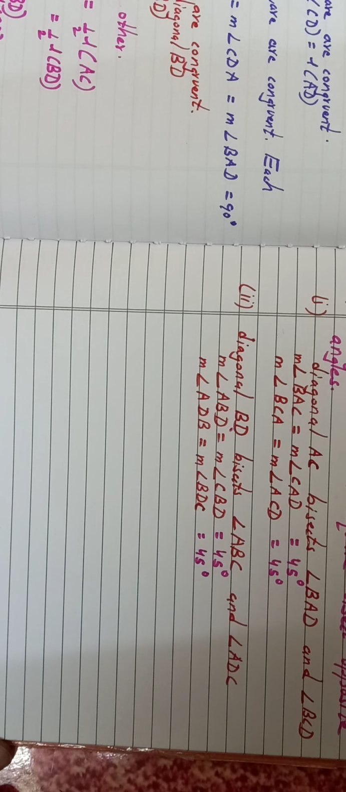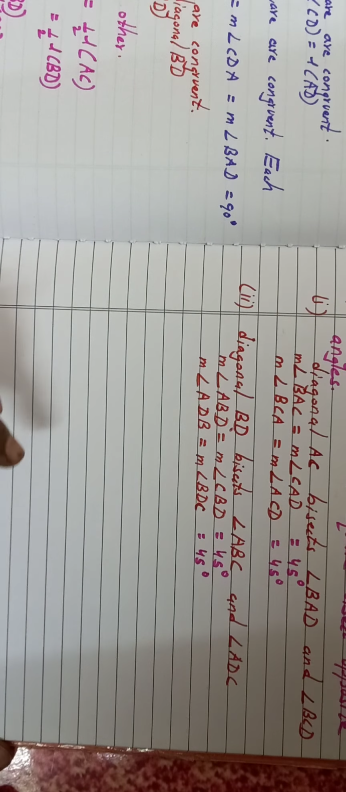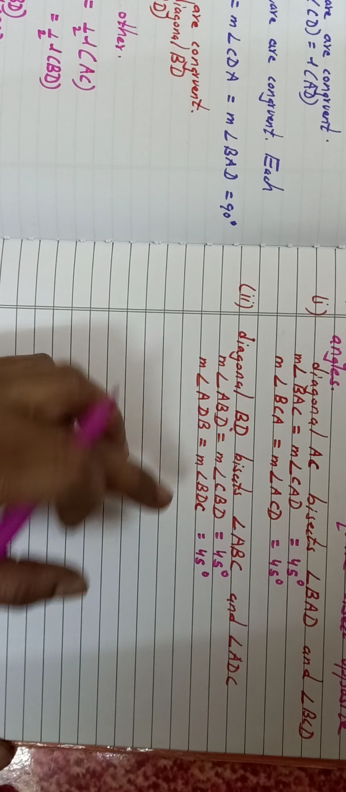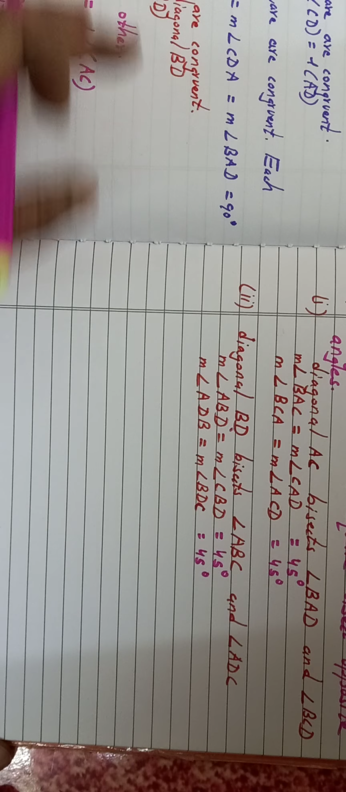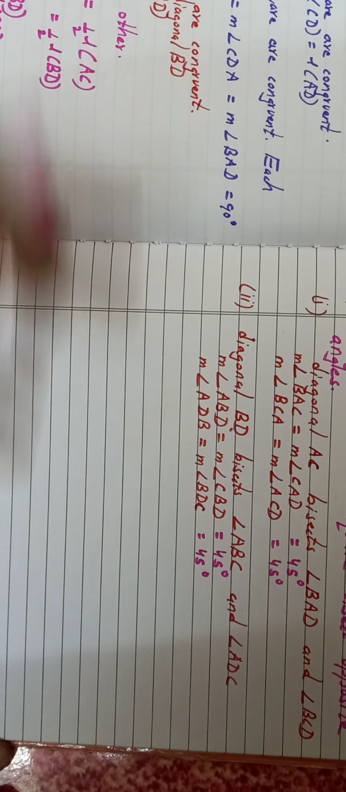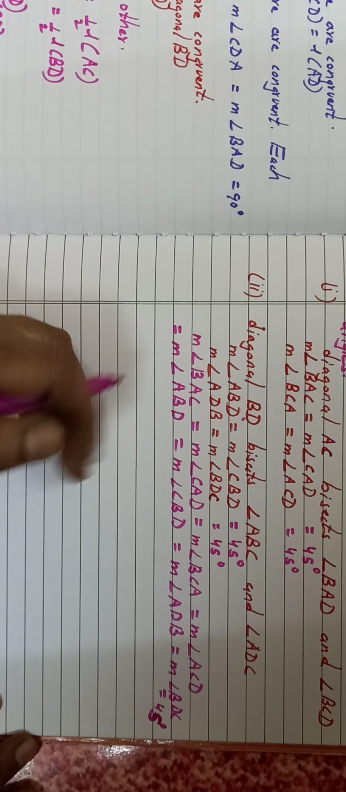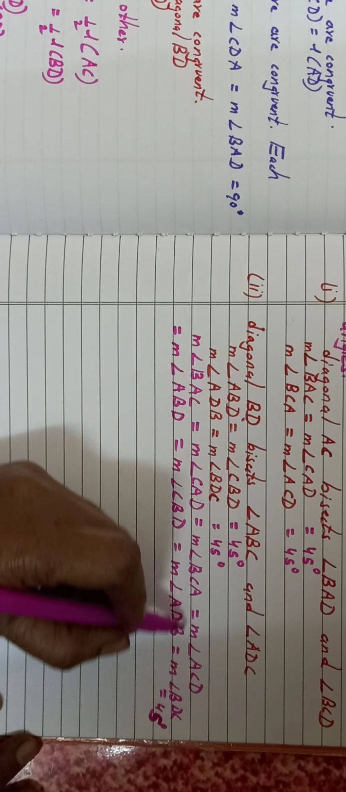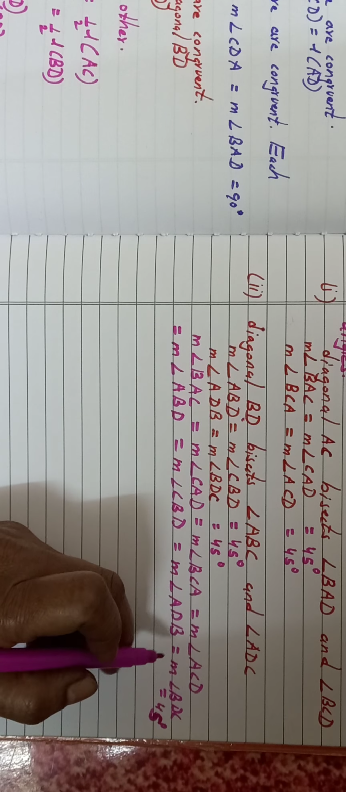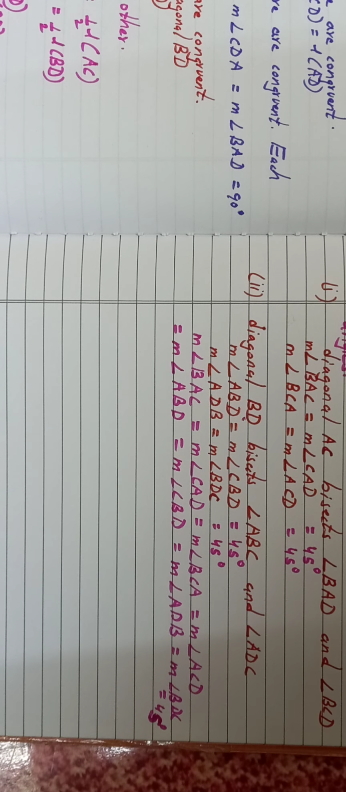So if you look at overall, if you see all these angles, they are congruent. So in one line, all 8 angles you mention and write they are 45 degree. So in one line you can mention all the angles and write is equal to 45 degree. These were the main properties of square.